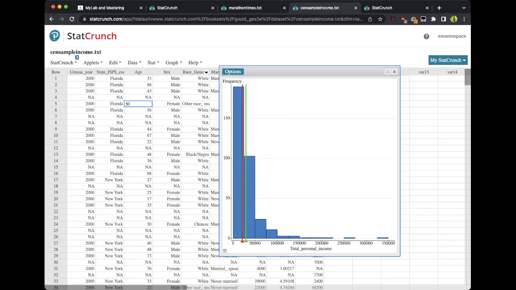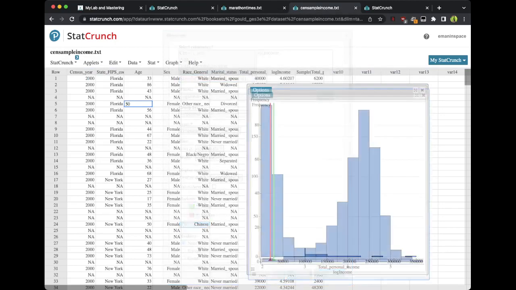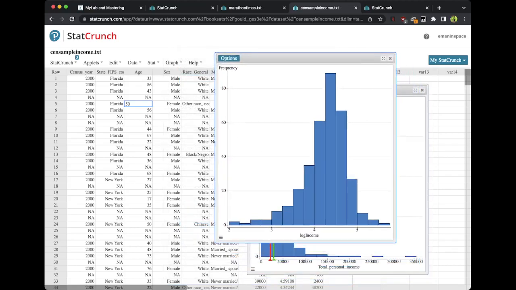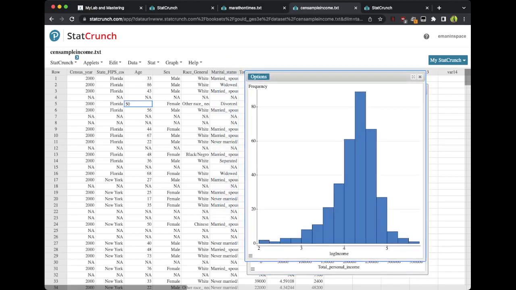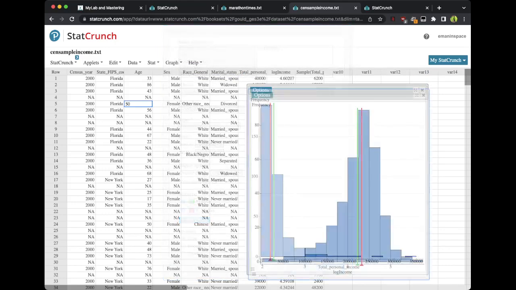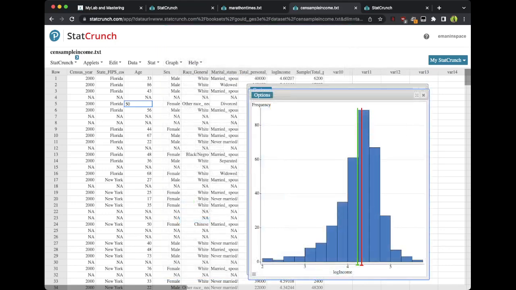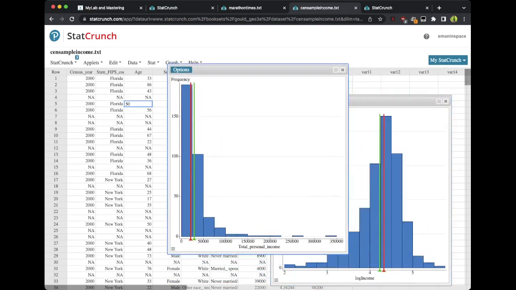Let's look at another one. There's another variable here called log income. You can see that this one is quite a bit more symmetric compared to total personal income. You'd probably be more interested in using the mean here, so let's put the mean and median markers. In this case I would probably use the mean. For total personal income, I would definitely use the median.